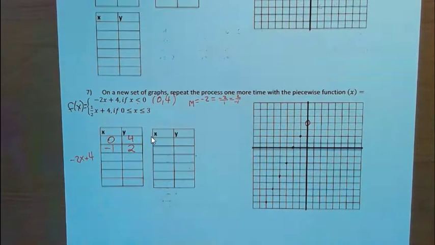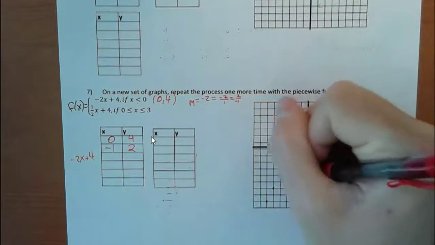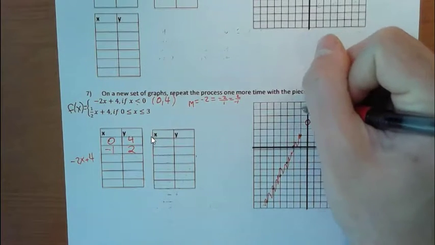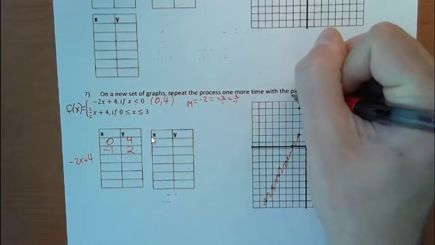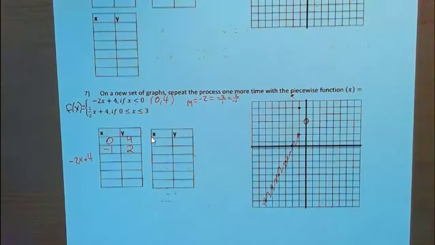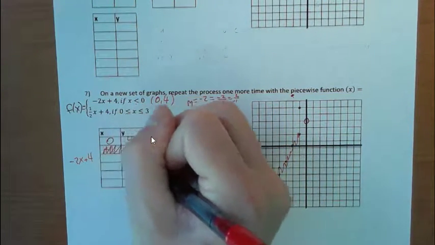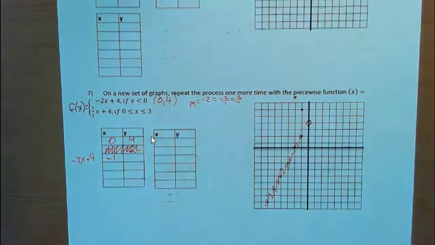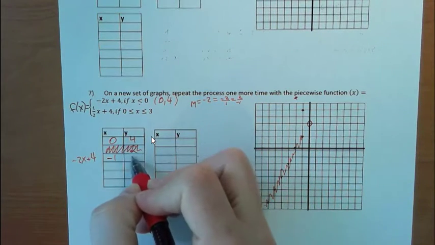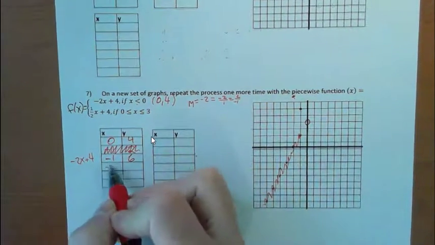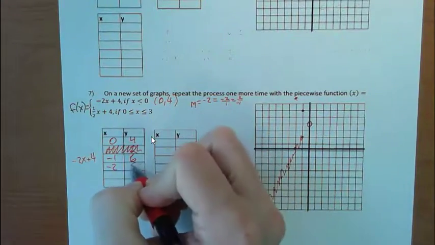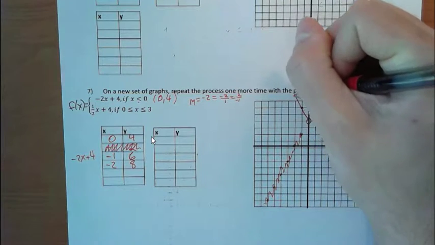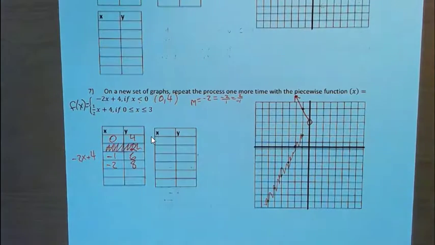Oh, I actually graphed that wrong. Let's forget about that for a second. We went down instead of going up. It's going up 2 and left 1, up 2 and left 1. So it's going to be following those points instead. If I go to negative 1, it's actually going to be negative 2 times negative 1, which is 2, plus 4 is 6. And then negative 2 will be 4 plus 4 is 8. That's off the graph, but we basically are going to be following our line like that. So that's what our real line is going to look like.